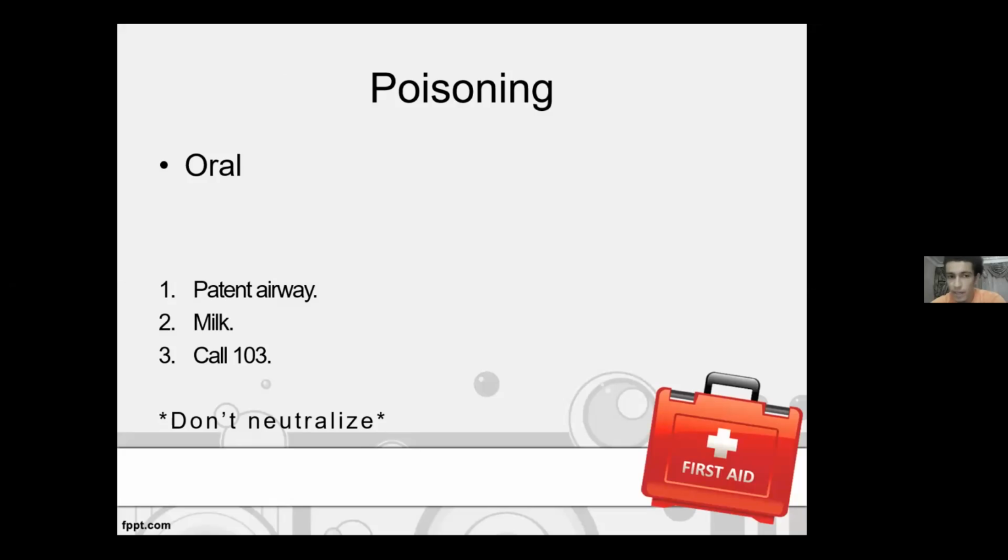But in case of inhaled poisoning, no, we don't need to take milk. It's about the lung, not the stomach. Yogurt for food poisoning? Yogurt is made of milk, so yes.